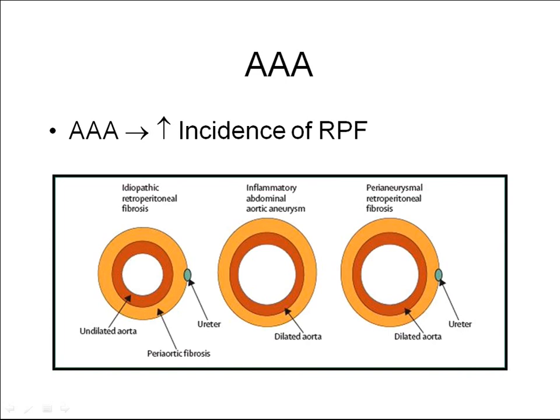In the middle, you see inflammatory abdominal aortic aneurysm with a dilated aorta, but in this case, no involvement of the ureter. And finally, on the far side, you see perianeurysmal retroperitoneal fibrosis related to a dilated aorta with involvement of the ureter. So the left and right are examples of where you see ureteric involvement with abdominal aneurysm.